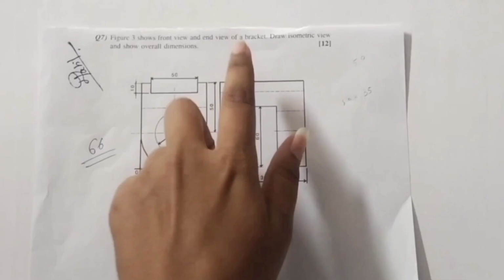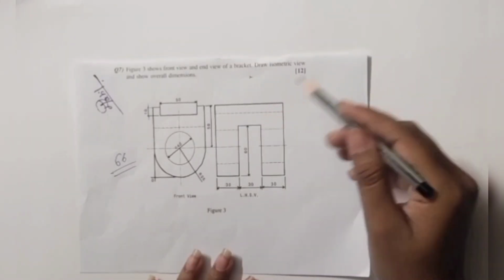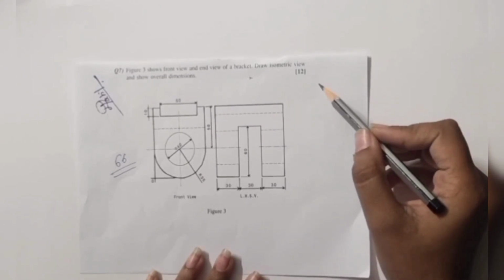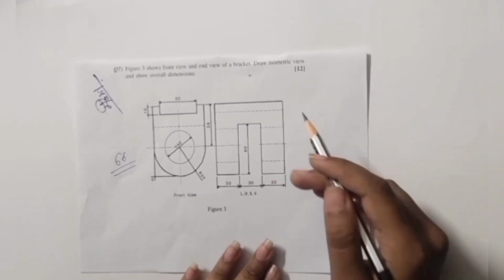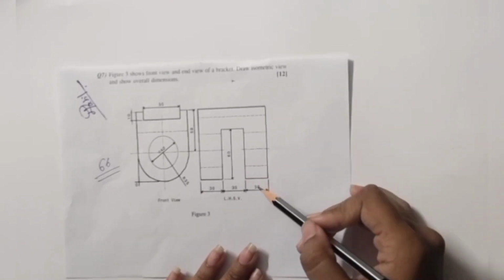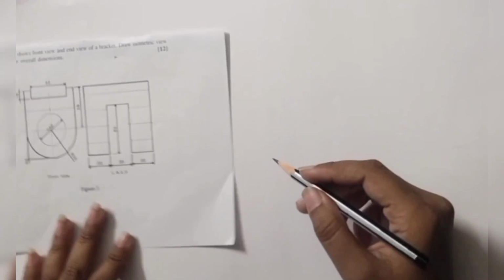Today I'm going to explain isometric view. Here we have been given a question on isometric view, and the front view and left-hand side view are shown. Now we have to project the isometric view of it. Let's start. Here the height, width and breadth are given, so from that we will construct it.